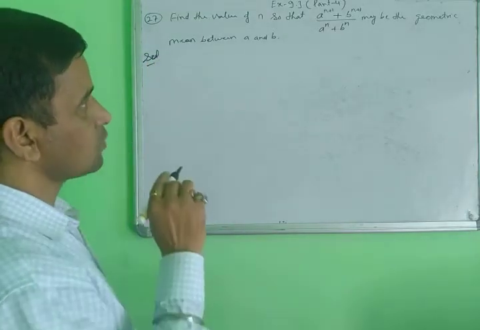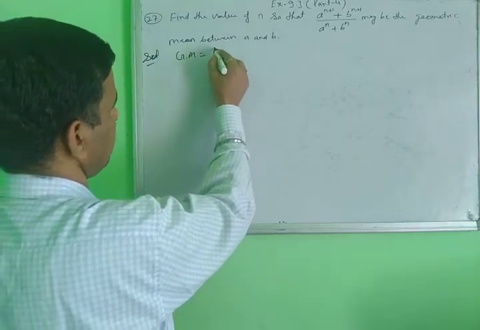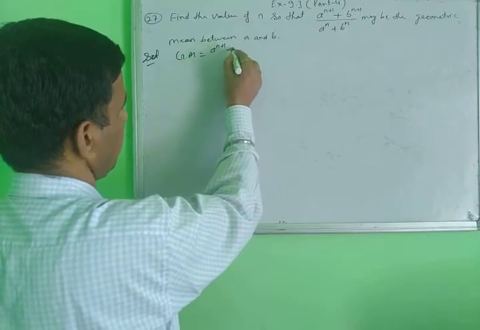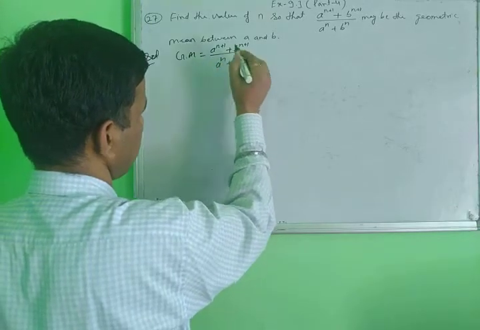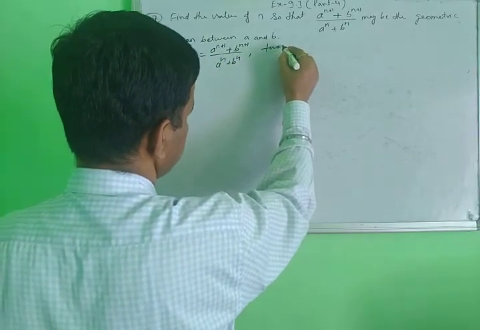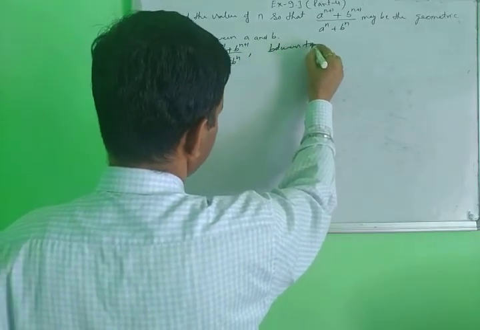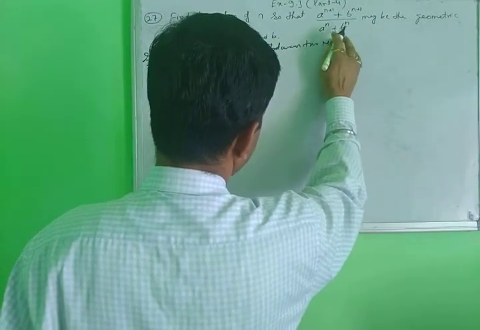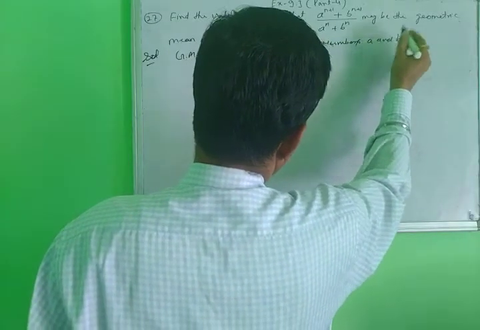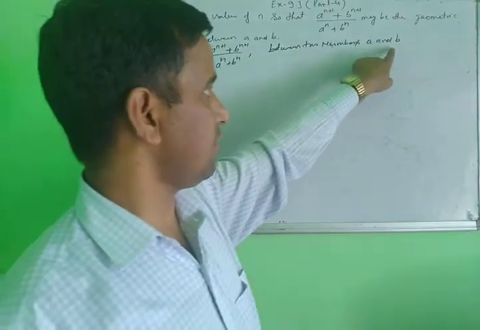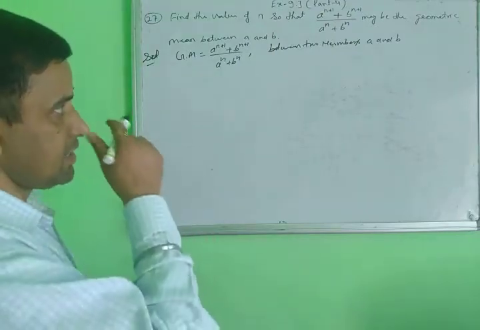First of all, for two numbers, what is the geometrical mean? The expression given here is (a^(n+1) + b^(n+1))/(a^n + b^n), and two numbers a and b are given. What is the geometrical mean of a and b here? What is the identity of the geometrical mean?